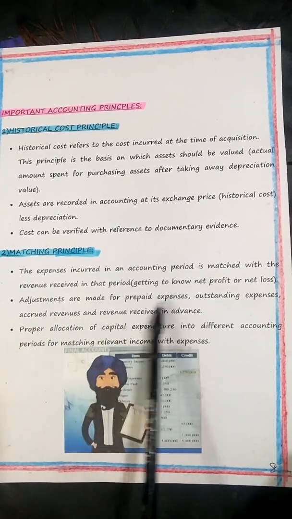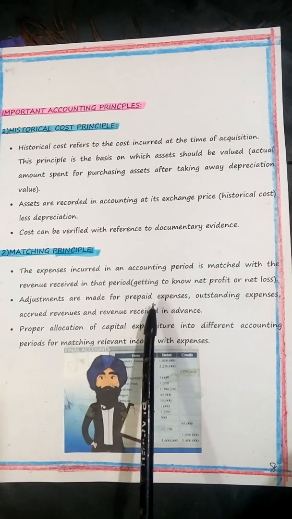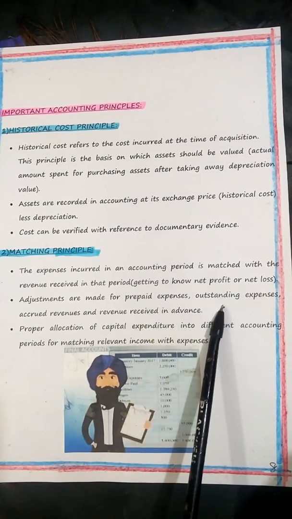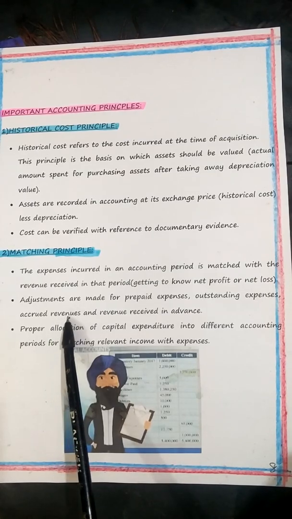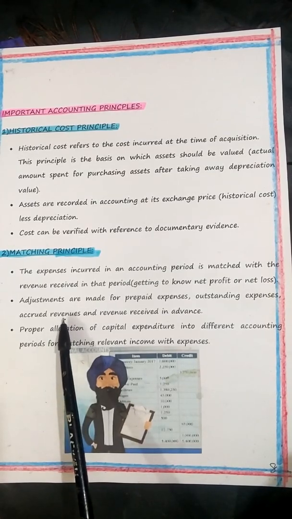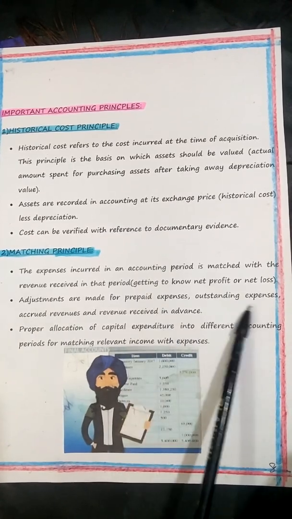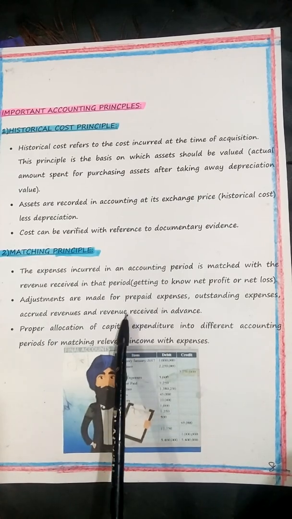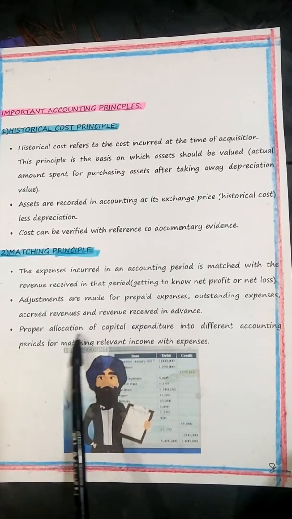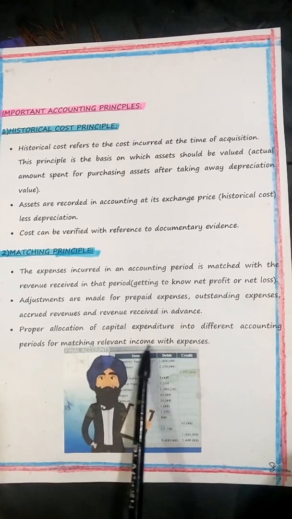Adjustments are made for prepaid expenses. You know what prepaid expenses are? Prepaid charges, outstanding expenses which are yet to be paid, accrued incomes, accrual basis. I'll tell you what is accrual basis and explain it to you. And revenue received in advance. So you've got prepaid expenses, outstanding expenses, accrued income, and revenue received in advance. Then you've got proper allocation of capital expenditure into different accounting periods for matching relevant income and expenditure.